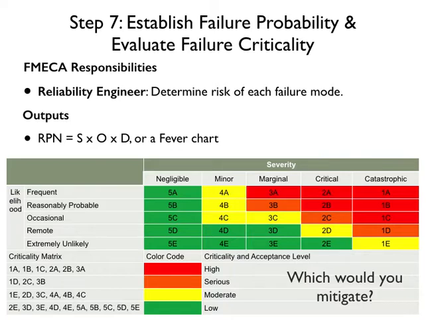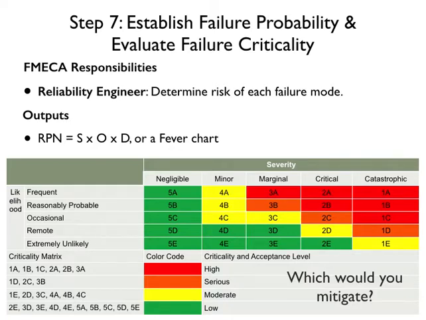What you're seeing here on this slide is a fever chart, which displays the probability of occurrence on one axis and the severity on another. So this is the combination of the previous 2 slides. For a particular failure mode, you would determine the likelihood and the severity, and that would determine where that failure mode falls on this chart.